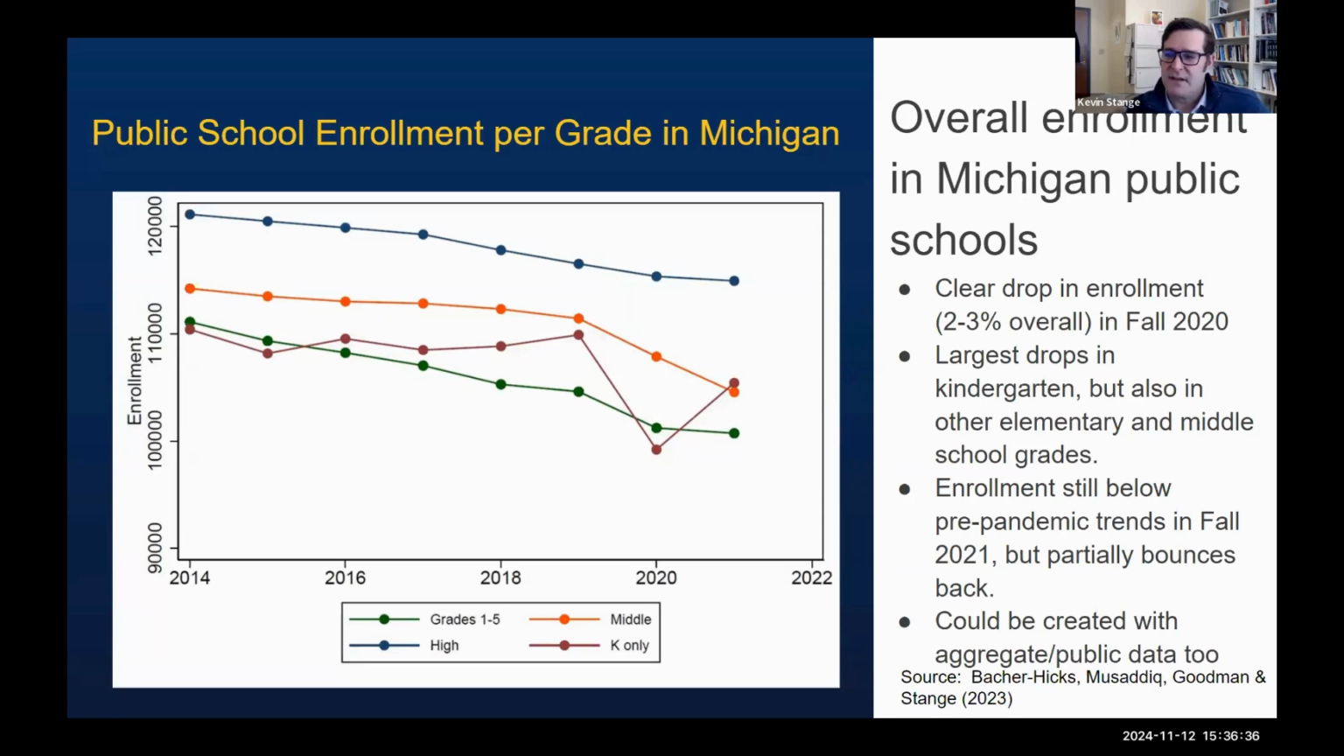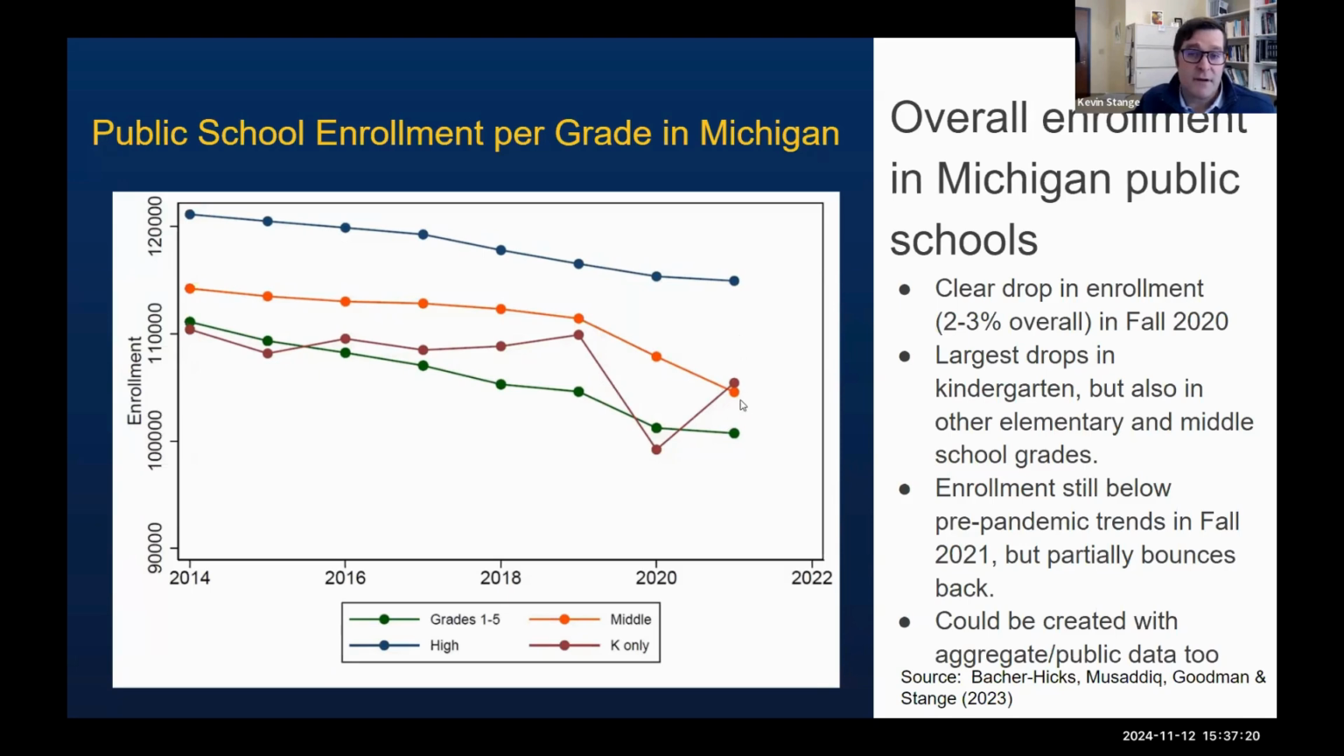All this graph shows is the enrollment average per grade in Michigan public schools over time, broken out by the four different levels. Michigan is a state with declining population and declining public school enrollment, but in fall of 2020, you see a massive drop in enrollment during the first year of the pandemic, particularly for kindergarten students. You also see it for others, even below trend. That's the full first year of the pandemic, and most schools in Michigan were virtual.